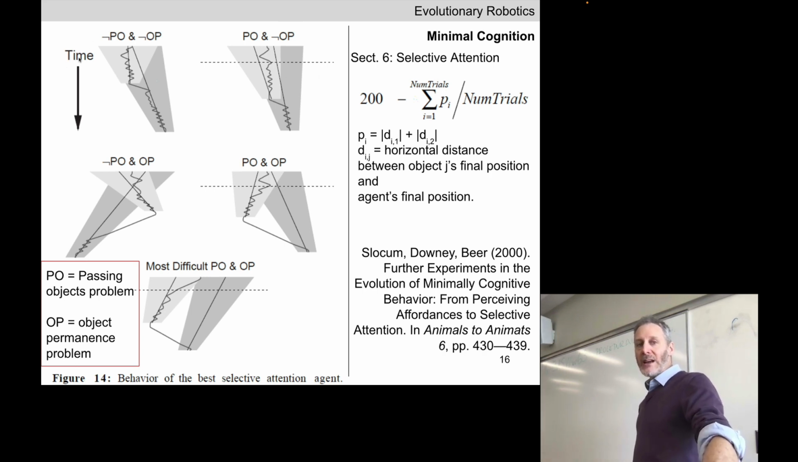Let's start up here in the upper left. Here's an easy environment. In this environment, they're going to drop pairs of objects, but the robot is not going to have to deal with the passing objects problem, and it's not going to have to deal with the object permanence problem. Let's see how the robot did in this relatively easy environment.